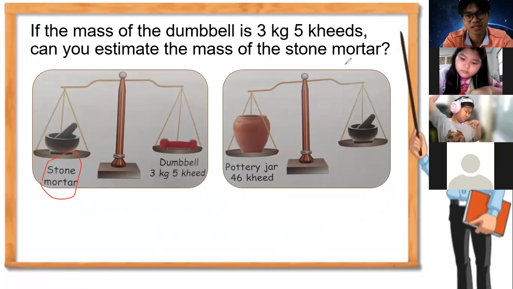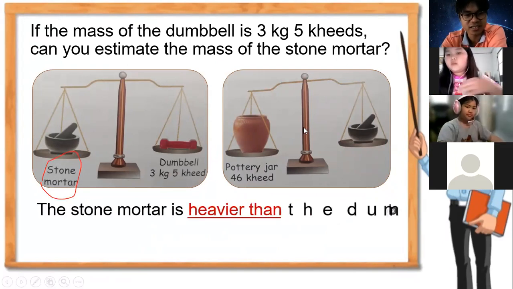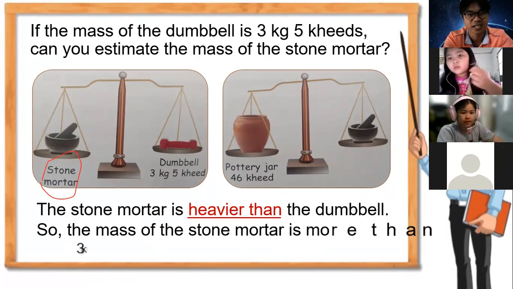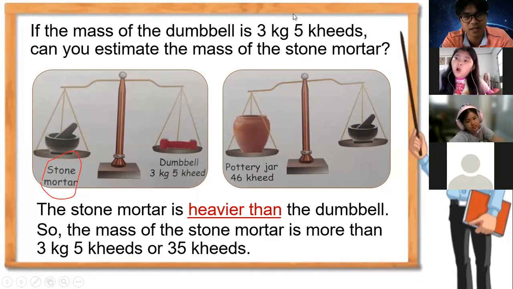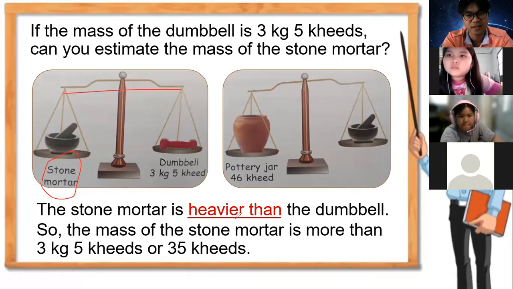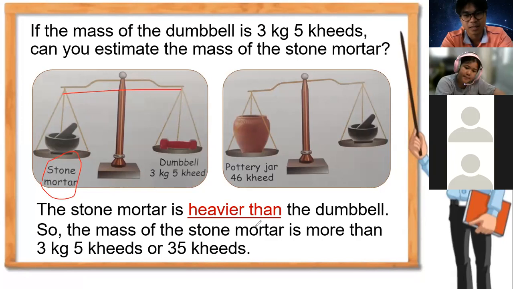What do you think? Here, the stone mortar is heavier than the dumbbell because it's not level here. You can see it's not level, right? So it's heavier than the dumbbell. So the mass of the stone mortar is more than 3 kilograms and 5 kids, or 35 kids.